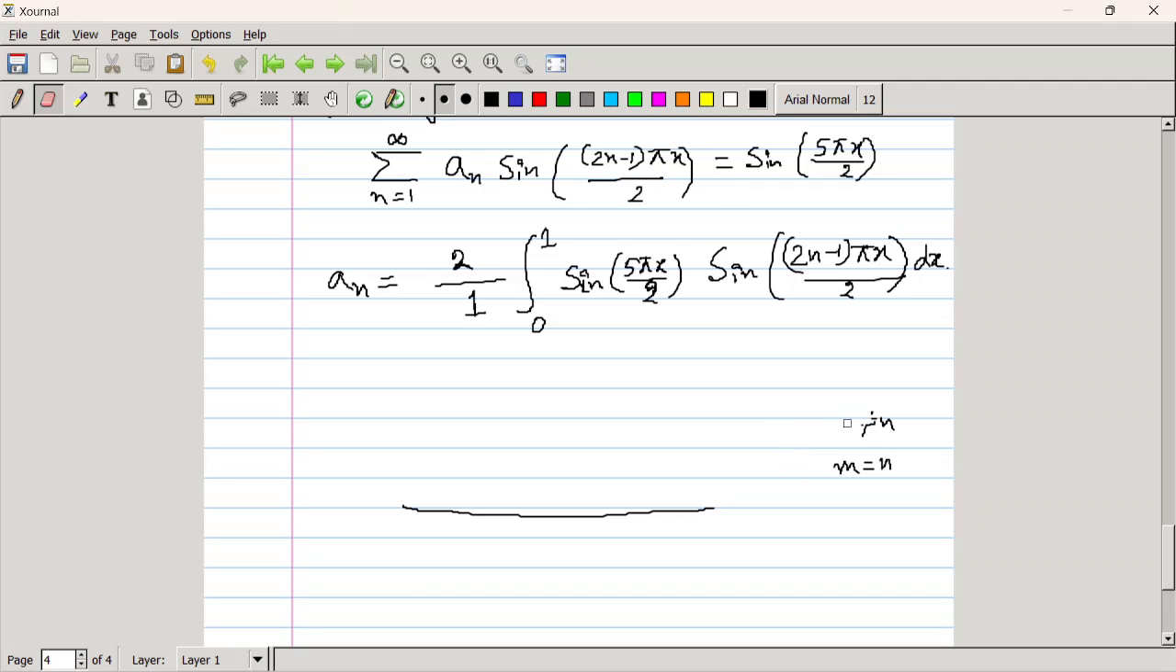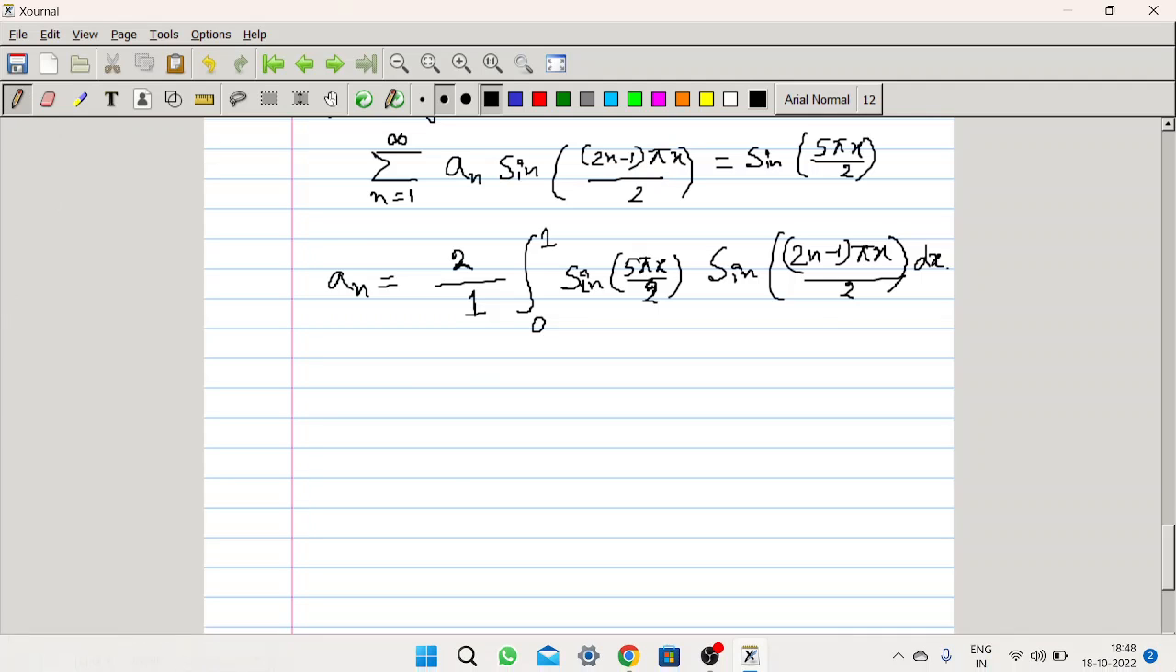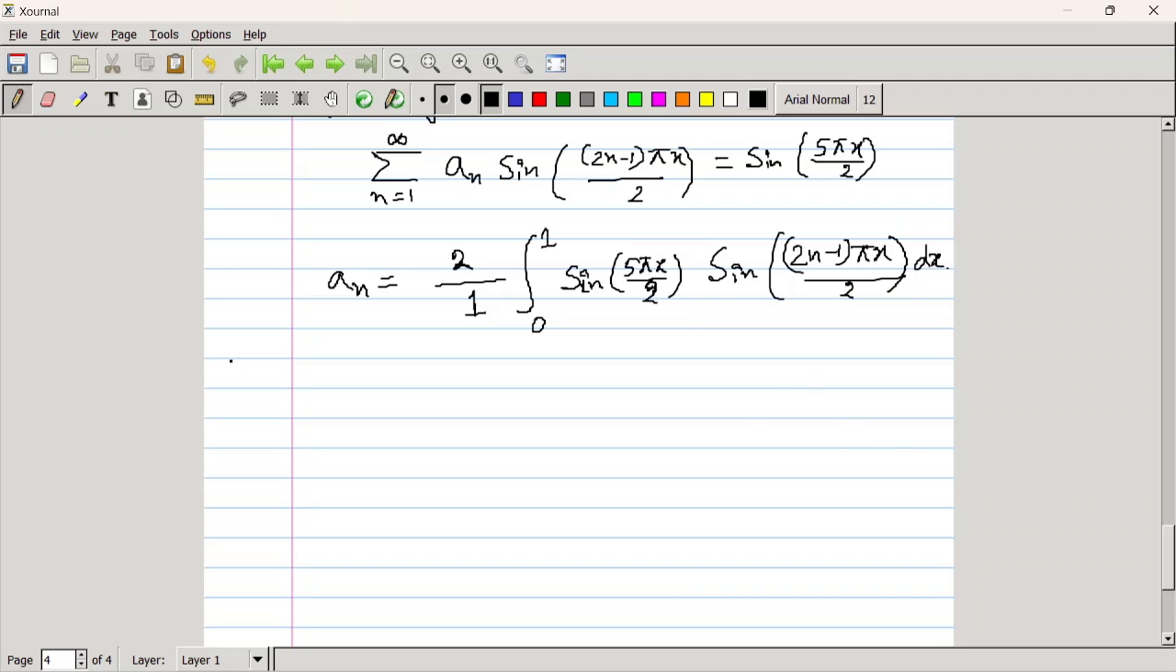Okay, so sine has the orthonormal property. That means the sine function with its sine function, this integral, equals 1 when m and n are equal. Okay, I will just erase this. I will write it here. That is 2 by 1, which is 2, integral 0 to 1 of sine 5 pi x by 2 into sine (2n minus 1) pi x by 2 dx.